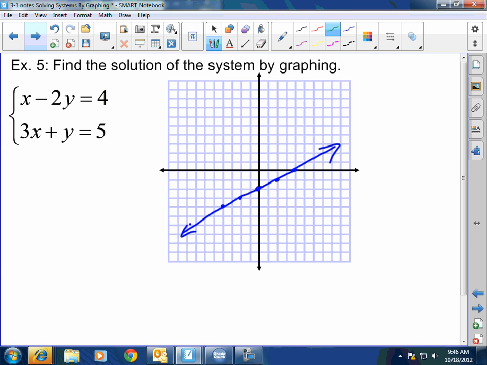Now he's going to solve the second equation for y. And as you can see, he's doing it perfectly. Subtracting 3x to both sides. Y equals negative 3x plus 5. Perfect. Couldn't have done it better myself. Y-intercept is 5, which he is graphing. And he's going down 3, 1 to the right. Perfect. Down 3, 1 to the right.